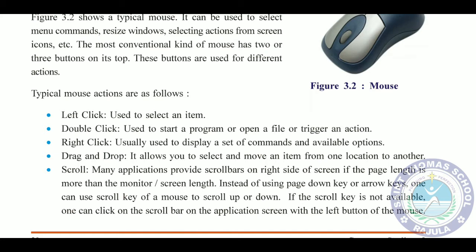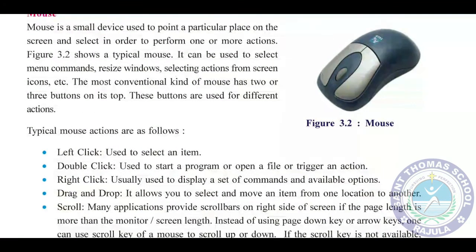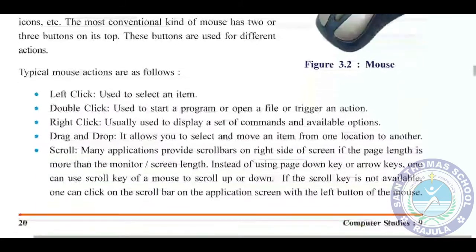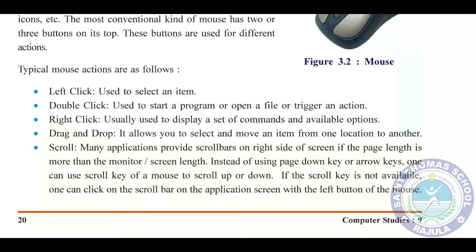Here in the image you can see that at the center there is a circle. That is the scroll button, which you can also use for page up and down. Or if the scroll key is not available, you can click on the scroll bar on the application screen with the left button of your mouse. So these are the actions you can perform with the mouse: left click, double click, right click, drag and drop, and scroll.